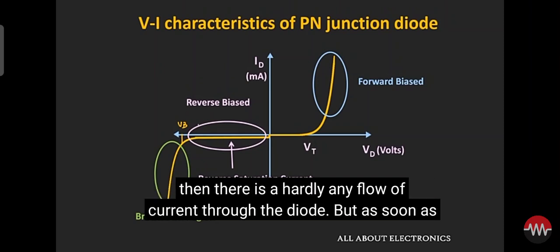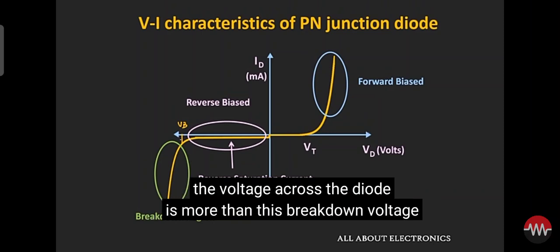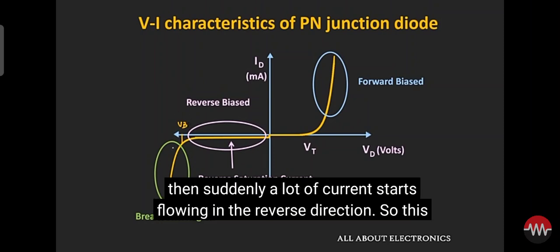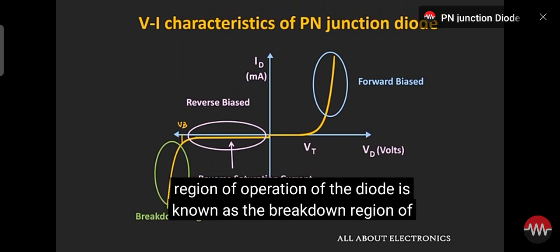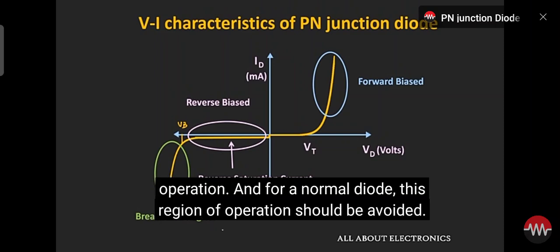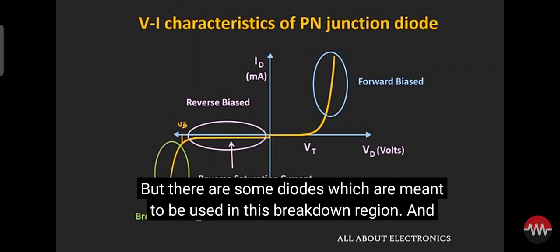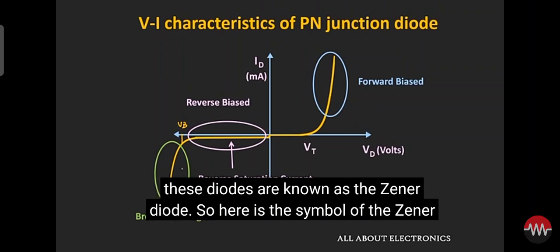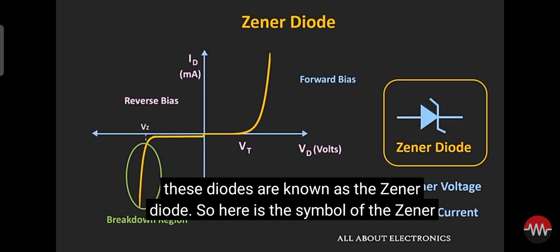this breakdown voltage, then there is hardly any flow of current through the diode. But as soon as the voltage across the diode is more than this breakdown voltage, then suddenly a lot of current starts flowing in the reverse direction. So this region of operation of the diode is known as the breakdown region of operation. And for a normal diode, this region of operation should be avoided. But there are some diodes which are meant to be used in this breakdown region. And these diodes are known as the Zener diode.